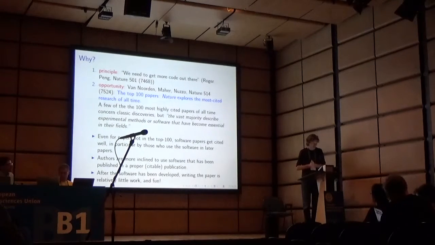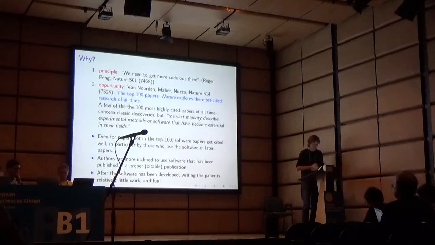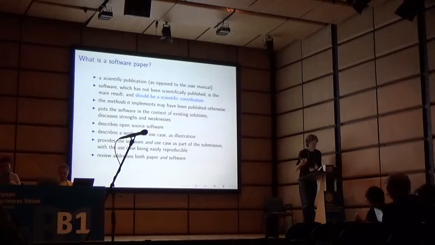Authors are more inclined to use software that has been published. If you publish about software, and I will explain later what that involves, you find more users because you explain what it is and what it does, in a different way than a user manual would. Another incentive that I found striking was that after you've developed the software, writing the paper is strikingly little work. It's actually fun to do. The hard part was really writing the software, and that was typically done for another purpose, for writing the papers with which you got results.